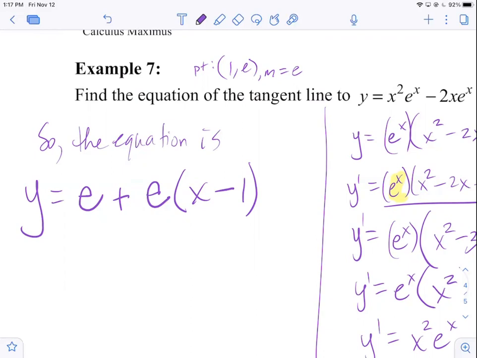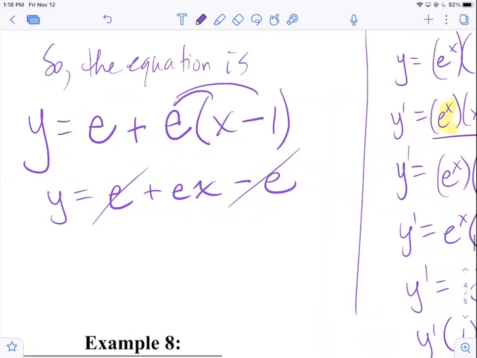Now, if this were a free response, we could be done. But what if this were a multiple choice question? That's not going to be an answer choice. So let's go ahead and distribute. y equals e plus e times x minus e. And what happens with the e's? They cancel, and we're left with y equals e times x. And is that correct? Yes. Yes, that's correct.